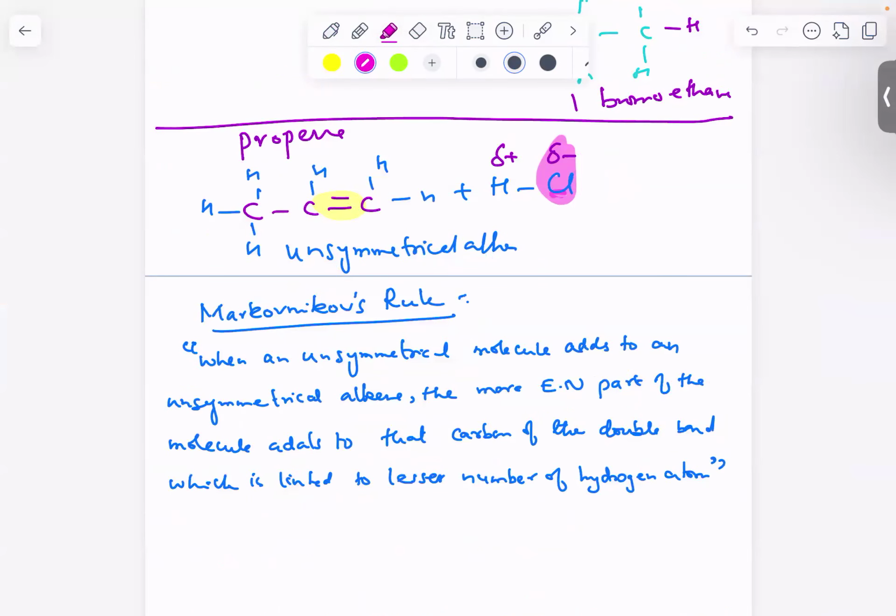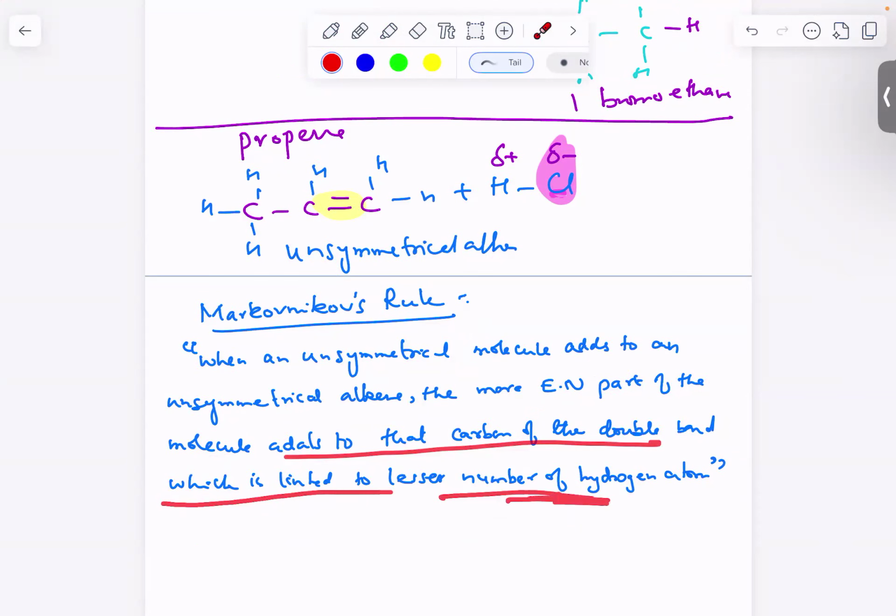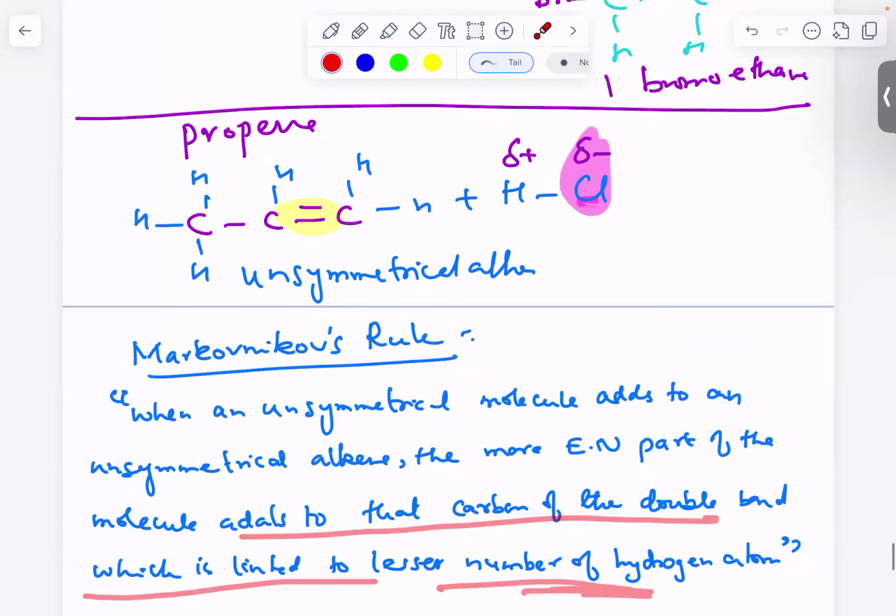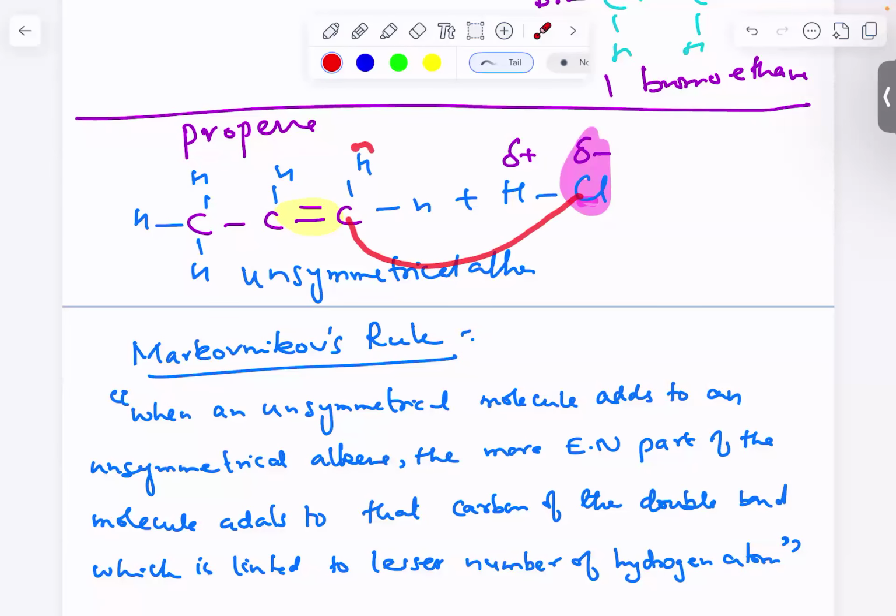So the more electronegative atom, the more electronegative part of the molecule, adds to that carbon of the double bond which is linked to the lesser number of hydrogens. So it means that this Cl will go to this carbon because it is linked to a lesser number of hydrogens. It will not go to this carbon, which has more hydrogen atoms. Does it make sense?